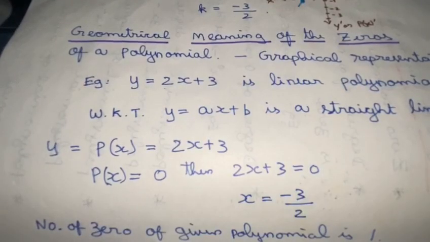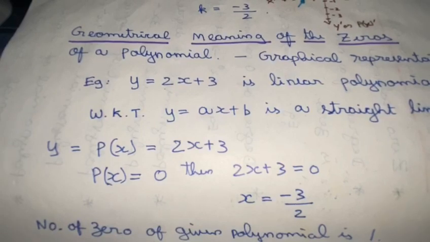We are going to understand the geometrical meaning of the zeros. For the linear polynomial, the graph will always be a straight line. For the quadratic polynomial, the graph will be either an upward opened parabola or a downward opened parabola.